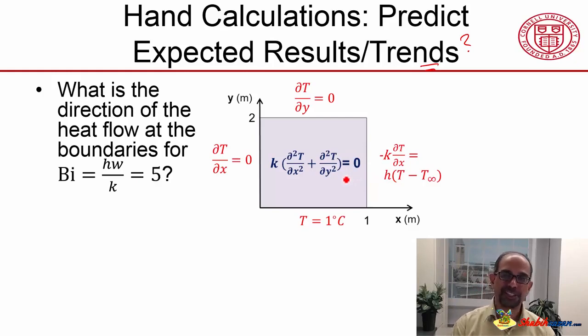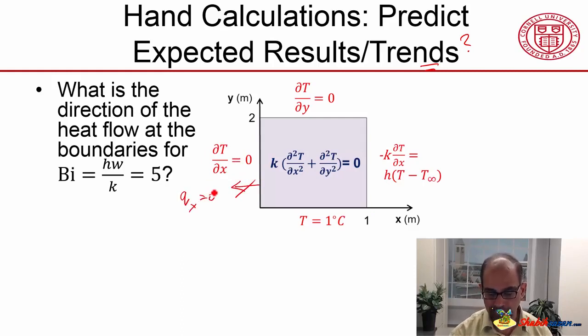When I present this in class at Cornell, I ask students to take a few minutes and work out the direction of the heat flow at the boundaries. And I'll give you a clue. The heat flow in any direction is proportional to the temperature gradient in that direction. If I come to this boundary, there's no temperature gradient in the x direction, so I can't have any heat flow in that direction. Okay, so Qx has to be 0.